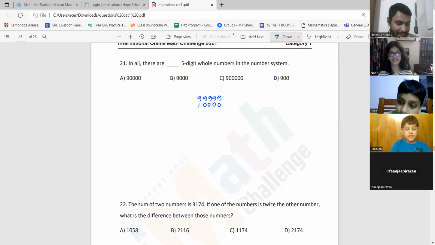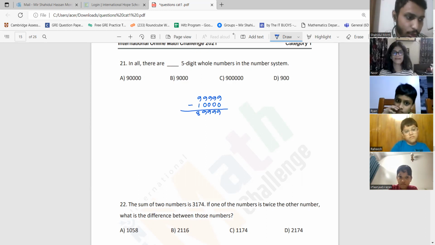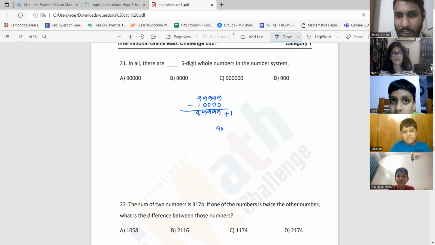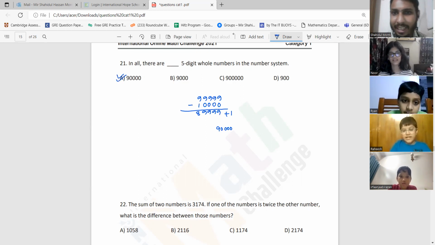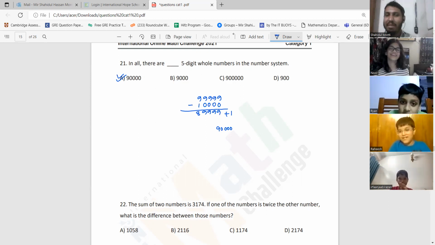You started with 8, but you look at the options and you figure out that there is no 8,000. We do a subtraction, students. The answer will be 89,999. Am I right? We have to add 1. So it will be 90,000. The answer is number A, A for apple.